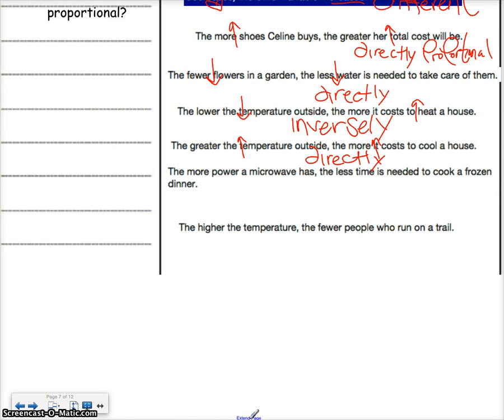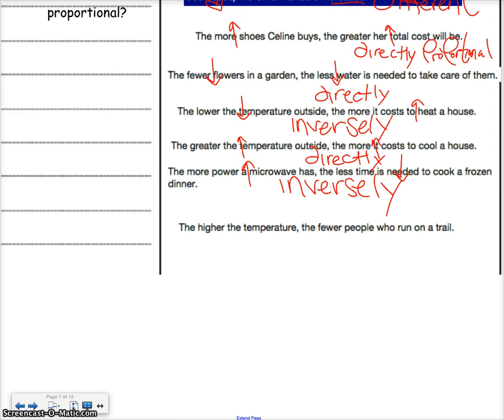Okay. The more power a microwave has, the less time to cook a frozen dinner. So more power, is that up or down? Up. The less time, is that down or up? Down. Same or different? Directly or inversely? Got that right. Inversely proportional relationship because they are different situations.